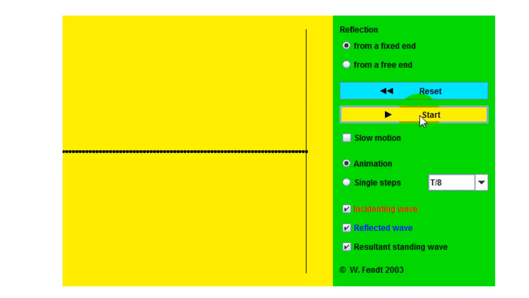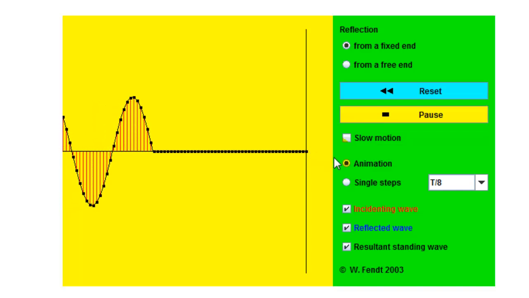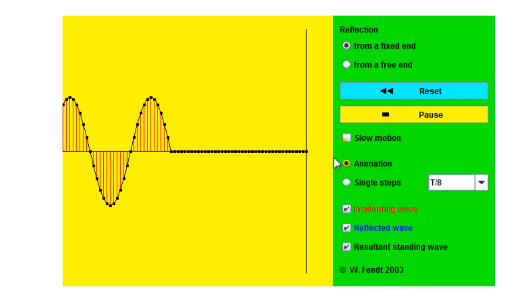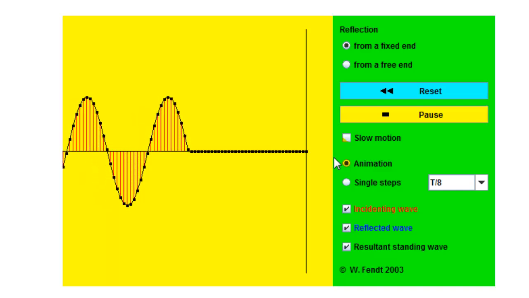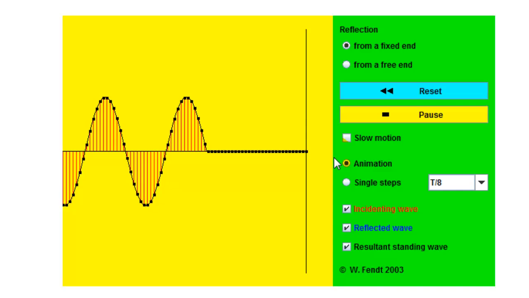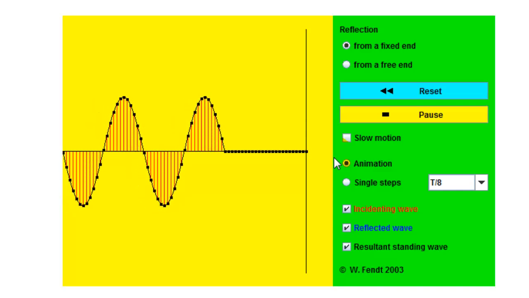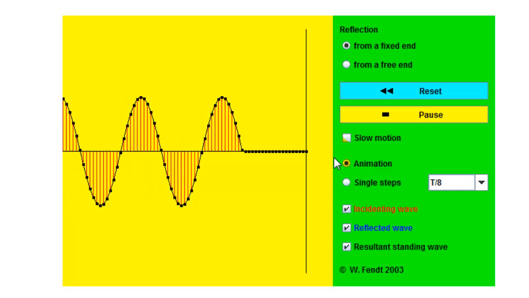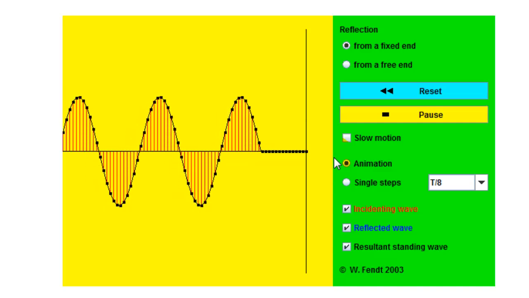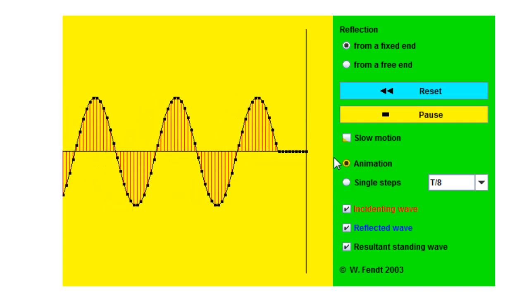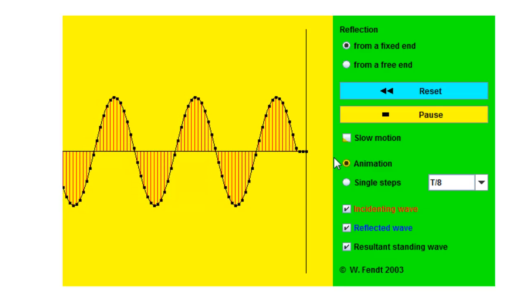Now what happens is you get a wave which is going from left to right. The original wave is red, and then it reflects at this point here. The reflection will be in blue, so you will be able to see the two different parts of the wave: the incident wave, which is red, and the reflection, which is blue. What happens is that the two waves interfere, and you'll see now what is happening.